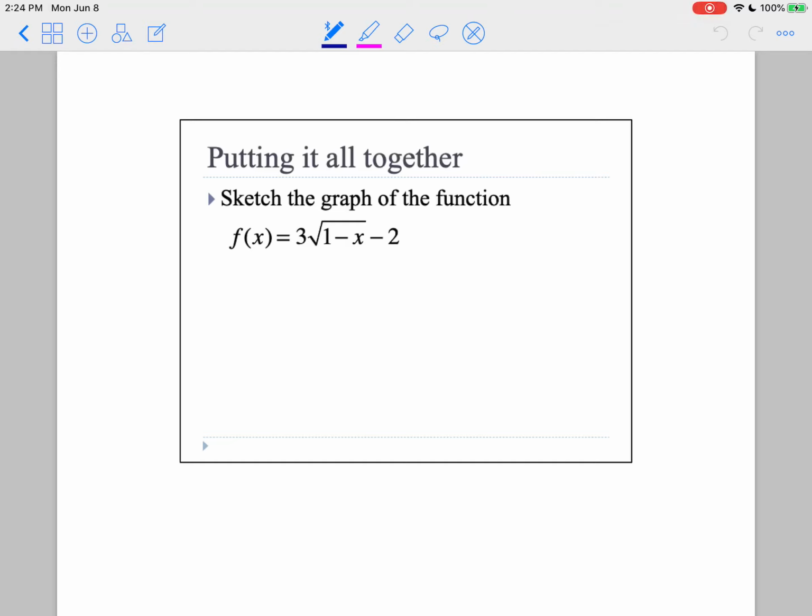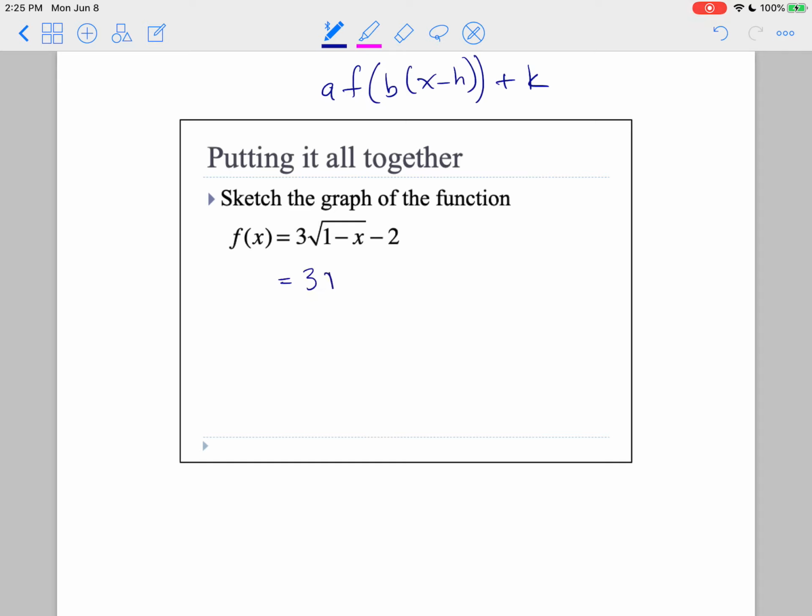All right, everybody, here we are. We're going to put together this last problem. Just like I said in the last one, we want the format to be a times f of b times x minus h plus k, and this doesn't look like that, okay? We have the a out in front, that's the 3, but we have 1 minus x, and so I actually need to make it look like x minus something instead of 1 minus x.